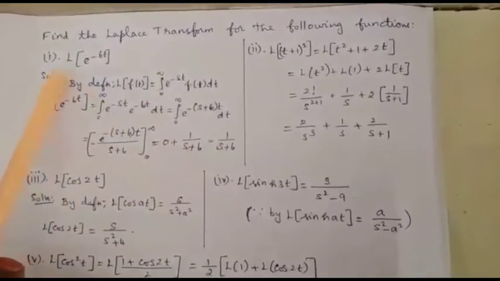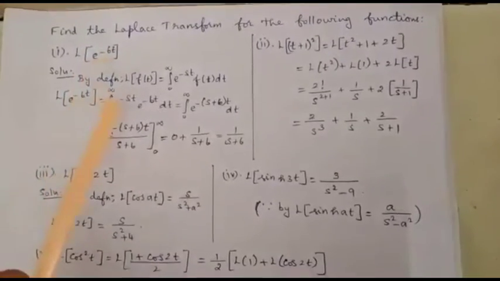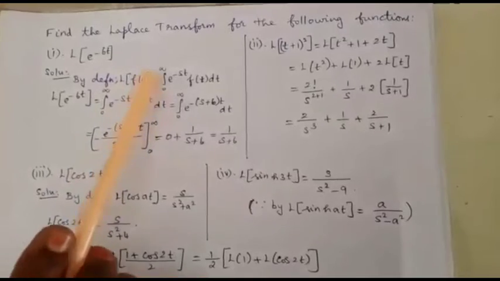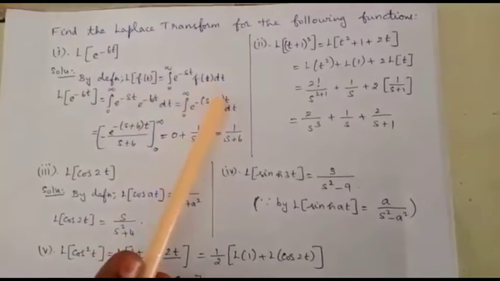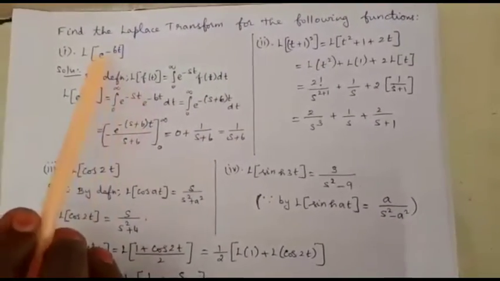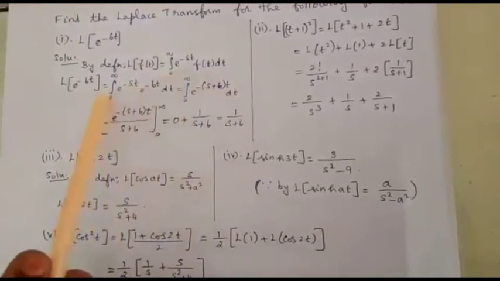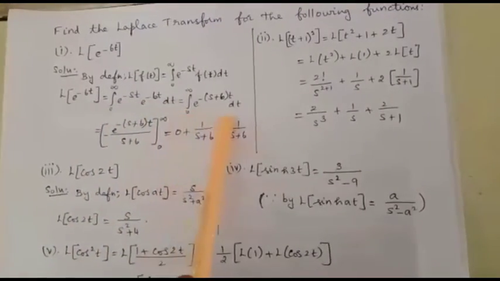The first problem is you have to find the Laplace transform for e power minus 6t. By using the definition of Laplace transform, L of f of t equal to integral 0 to infinity e power minus st f of t into dt. In this problem, our function f of t is e power minus 6t. So you can replace f of t as e power minus 6t here. If you replace, finally you get this equation. Bases are the same, so you can add the powers, and you get this form.